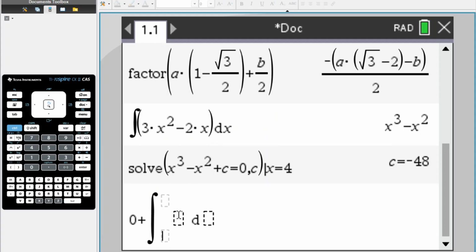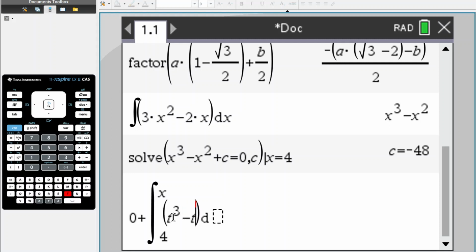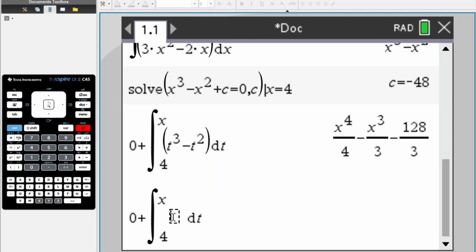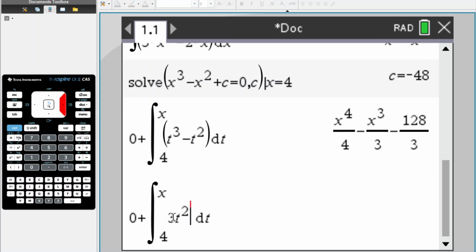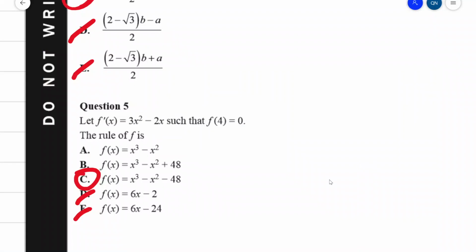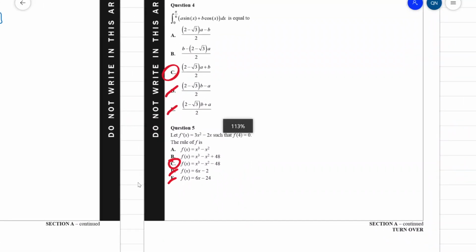Now x is going to start from 4, and we're going to go up to x over here. Instead of typing x cubed minus x squared, I'm going to type in t, just so we have a different variable, and I integrate with respect to t. Did I do something wrong? Oh, it's 3x squared, what am I doing? 3t squared minus 2t, and that gives us the same answer. So that's a slightly more elegant way to do it if you know how this works. That's basically the fundamental theorem of calculus, if you reverse it a little bit.